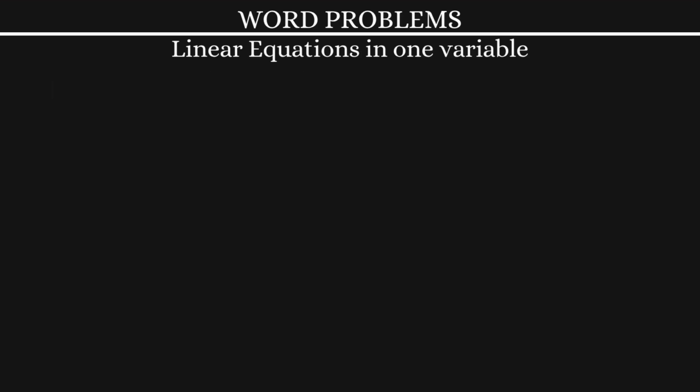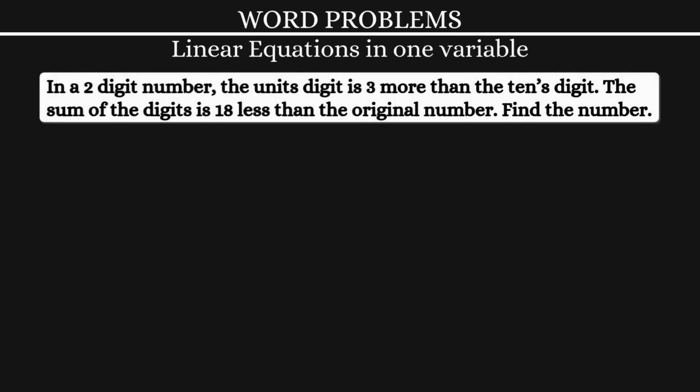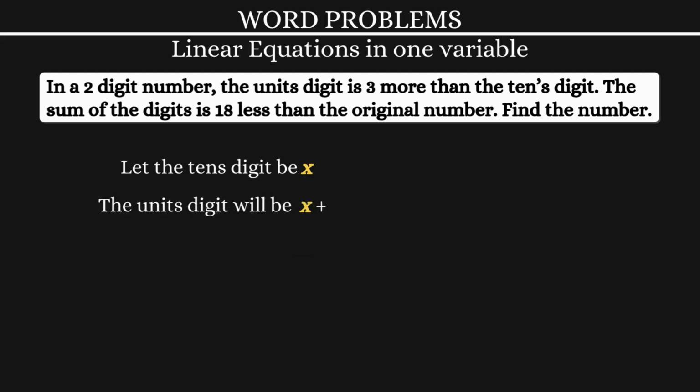Next question. In a 2-digit number, the units digit is 3 more than the tens digit. The sum of the digits is 18 less than the original number. Find the number. Let's first consider the tens digit to be x, and since the unit digit is 3 more than the tens digit, the units digit will be x plus 3.